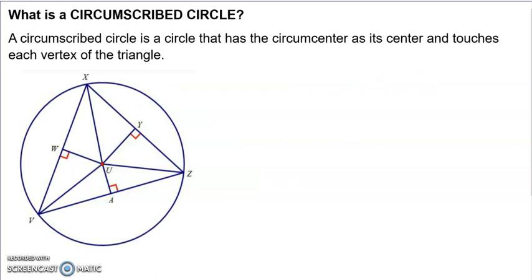And then a circumscribed circle. A circumscribed circle is a circle that has the circumcenter as its center. The circumcenter, U, is the center of that circle, and it hits every corner of the triangle. The circumscribed circle goes around the triangle. Circumscribed. It's like circumscribing the globe. You go around.